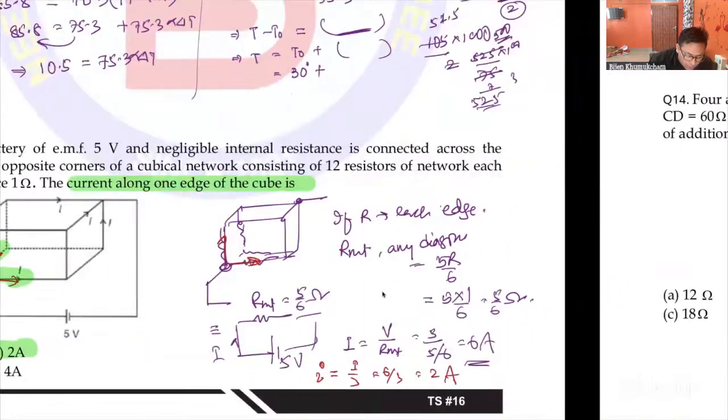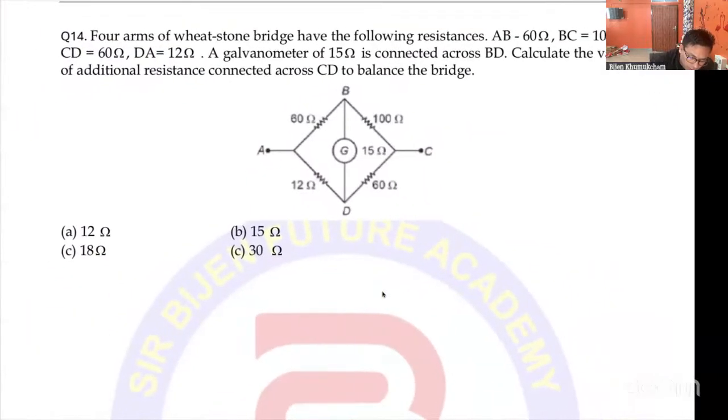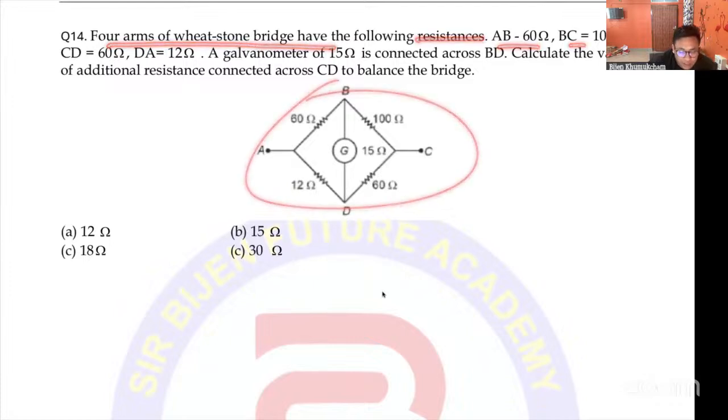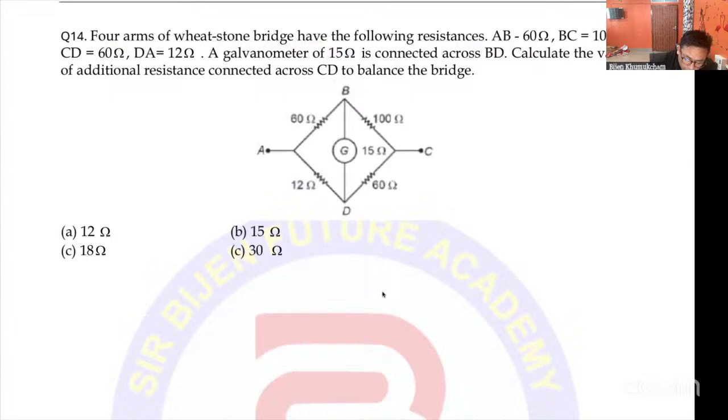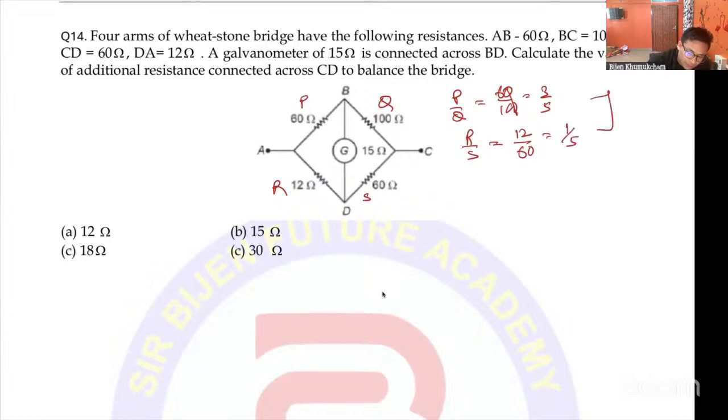Good. Next, question number 14. Four arms of the Wheatstone bridge have the following resistances. Everything is given in the diagram. Let's focus on the diagram. From this diagram, it is clear that it is not balanced. Let us use P, Q, R, and S. P by Q is 60 by 100, which is 3 by 5, and R by S is 12 by 60, which is 1 by 5. Since P by Q is not equal to R by S, it is not a balanced Wheatstone bridge.